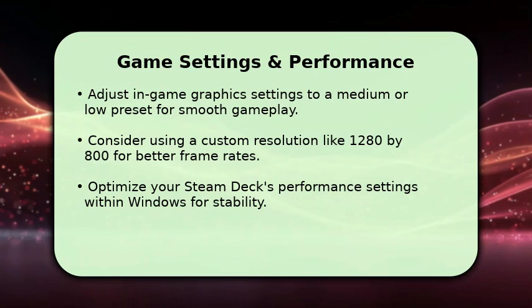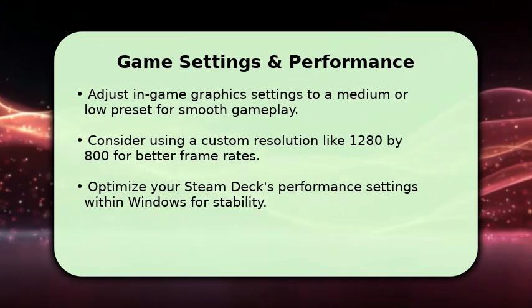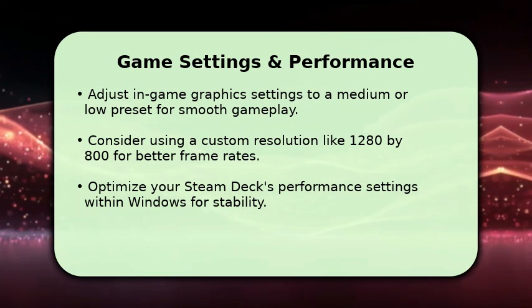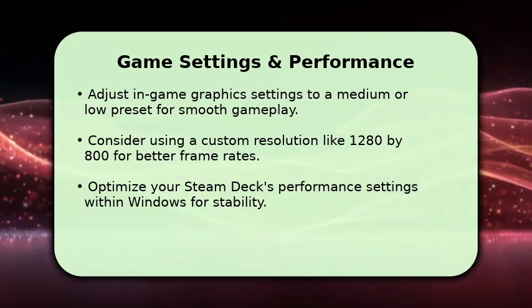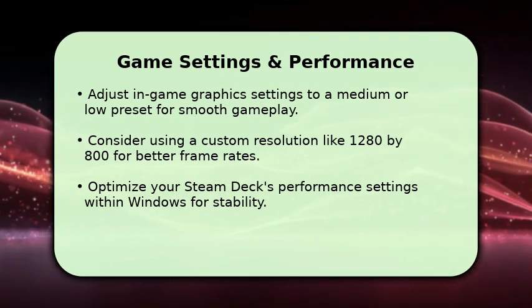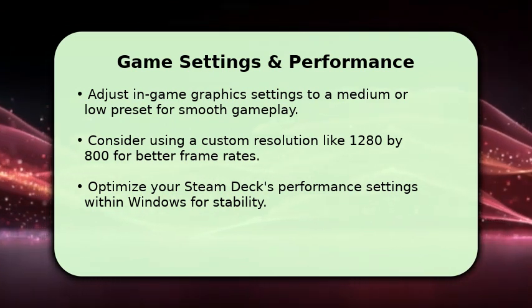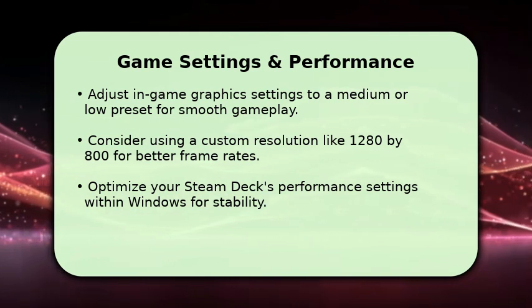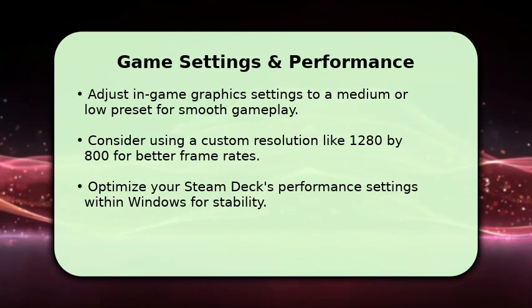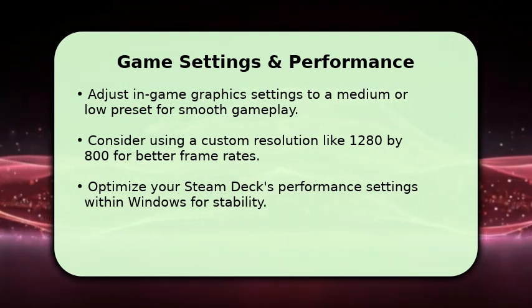To get the best performance, head into the game's graphics settings. Start with a medium preset and adjust individual options like shadows and anti-aliasing to find your sweet spot. You might also consider setting a custom resolution, such as 1280 by 800, to balance visual quality with frame rate. Experiment with these settings to ensure a smooth and enjoyable experience on your portable device.